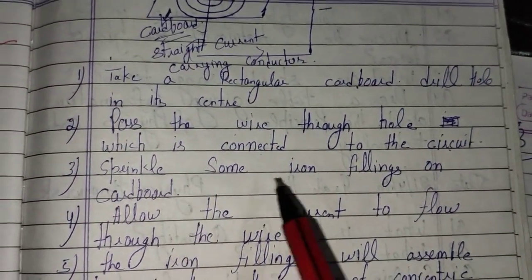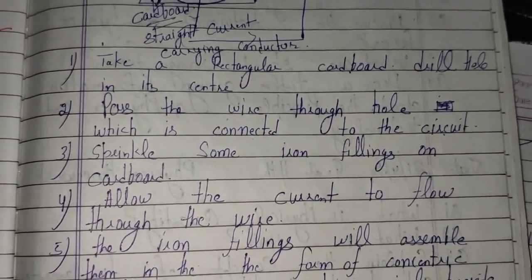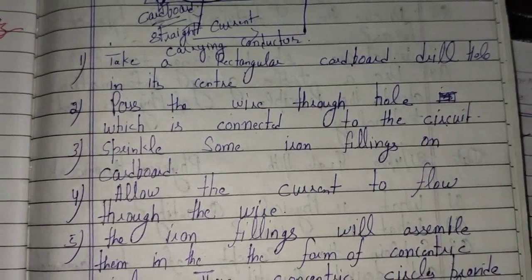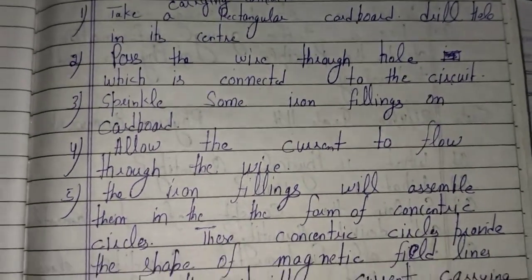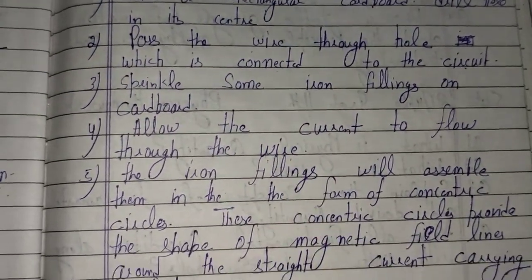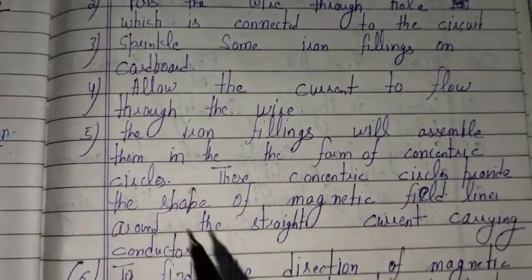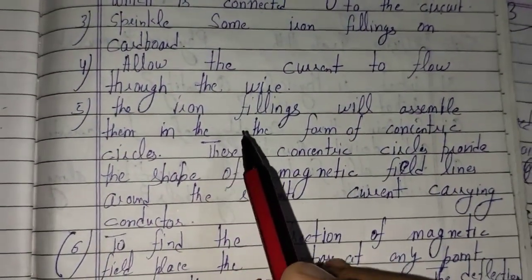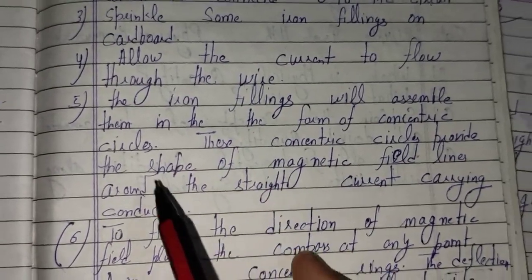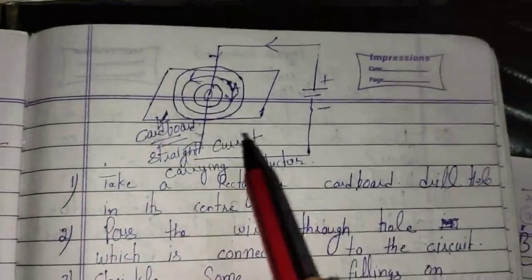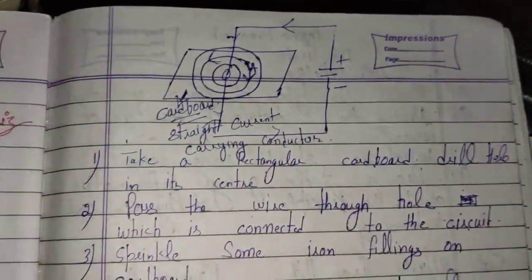And place some iron filings on the cardboard. Iron filings means लोहे की मेखें. Allow the current to pass through the wire. What will happen? The iron filings will arrange themselves in the form of concentric circles around the wire.